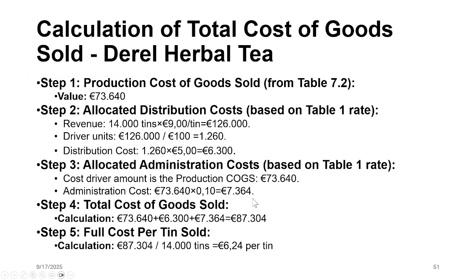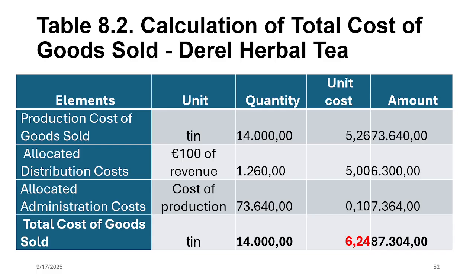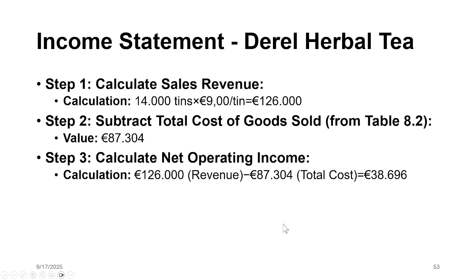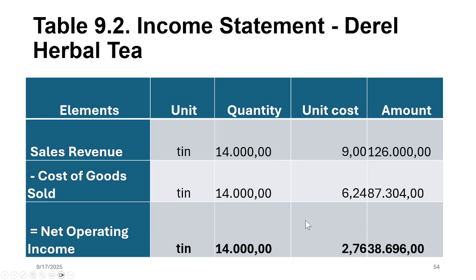And now you do the same to calculate the total cost of the Durant Urban Tea. After that we can find 6.24, and you make the income statement. So you see that the net operating income of Durant Urban Tea is positive. It means that the company is profitable for both products. So here's the table of the income statement, right?